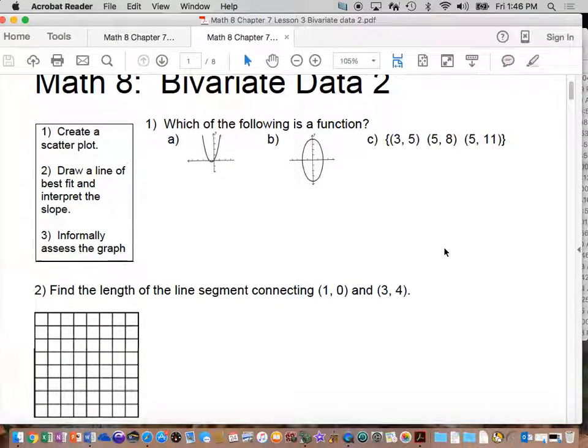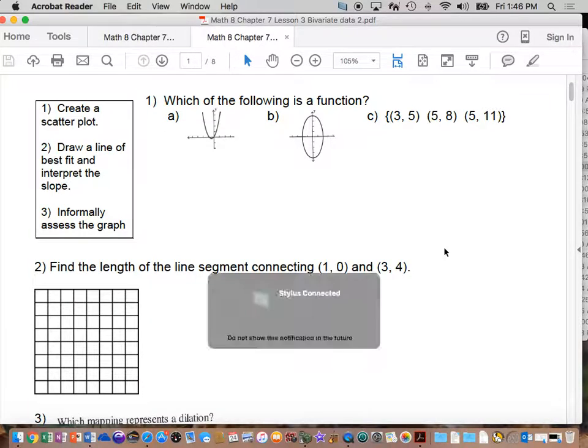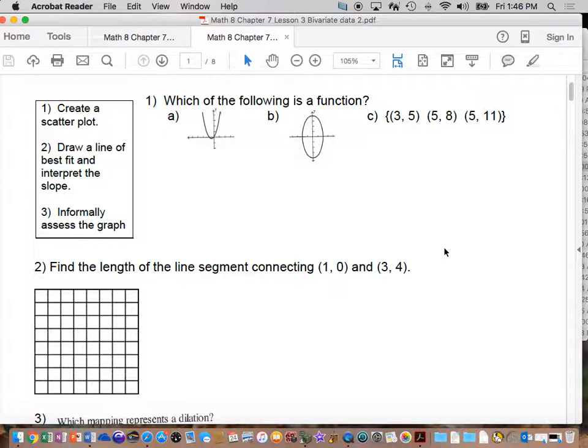All right. Which of the following is a function? Which one's a function? A, very good. How come B is not a function? Because it doesn't match the vertical line test. Always say vertical. And next, why isn't C a function? Because there's two 5s in the X place. These two 5s don't matter, it's the other two. Okay, good.